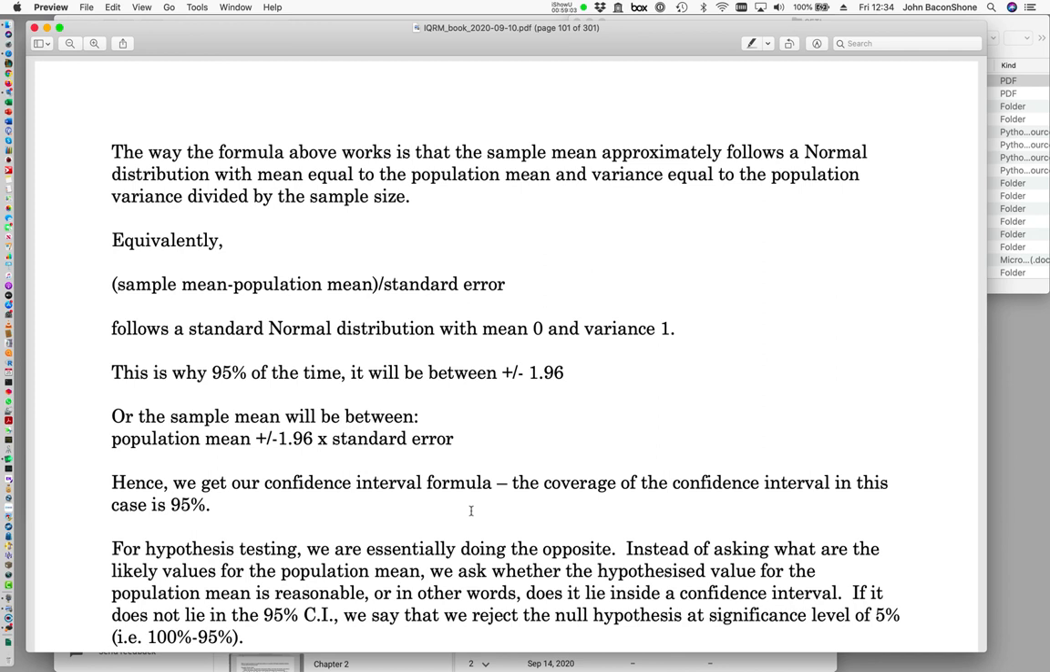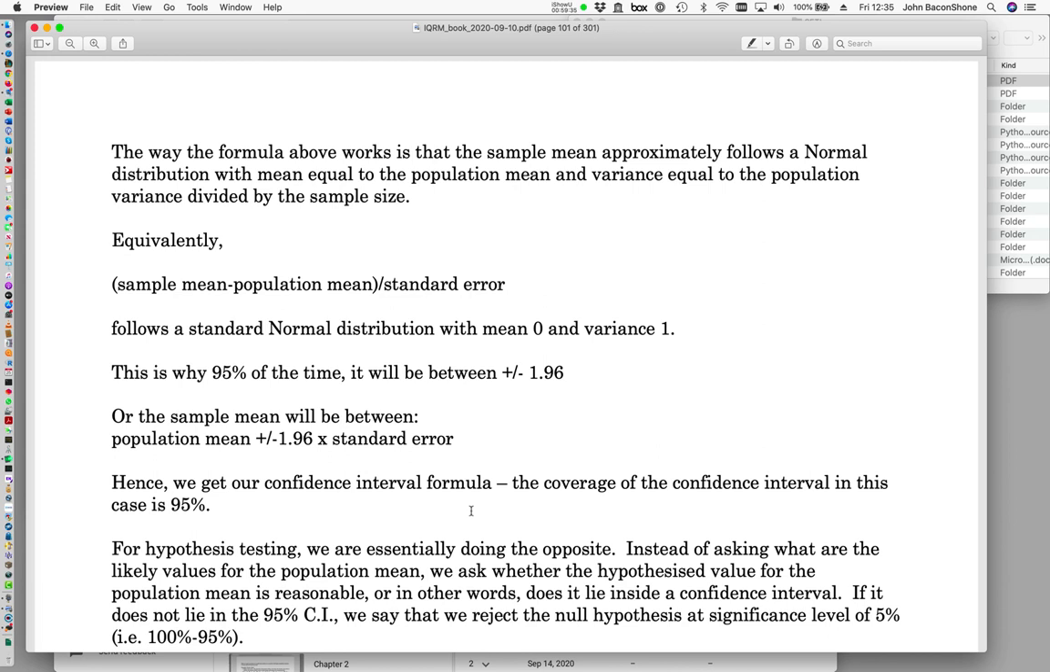Or alternatively, we're saying the sample mean is between the population mean plus or minus 1.96 times the standard error, and that's where we got our confidence interval formula. And again, as I said, in hypothesis testing we're essentially doing the opposite. Instead of asking what are the likely values for the population mean, we're asking whether the hypothesized value for the population mean is reasonable. In other words, does it lie inside or outside the confidence interval?